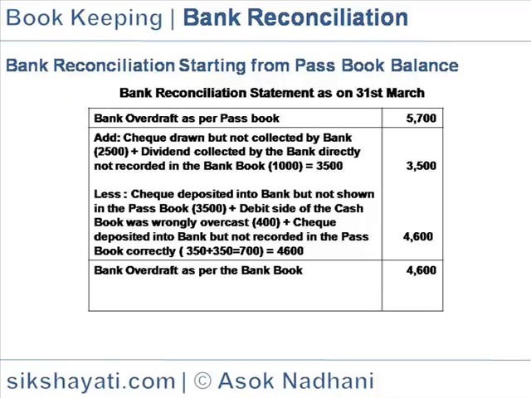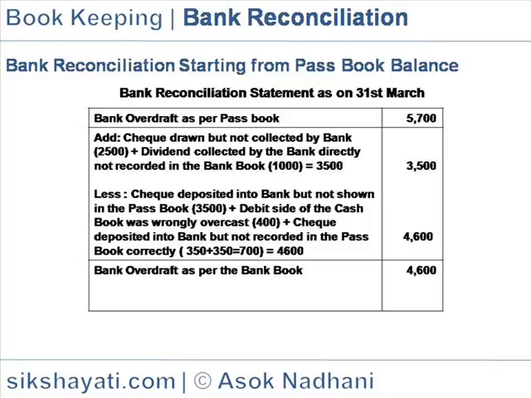Bank reconciliation statement as on 31st March. Bank overdraft as per passbook rupees 5,700. To this add check drawn but not collected by bank rupees 2,500 plus dividend collected by bank directly not recorded in bank book rupees 1,000. That makes a total of 3,500 to be added.